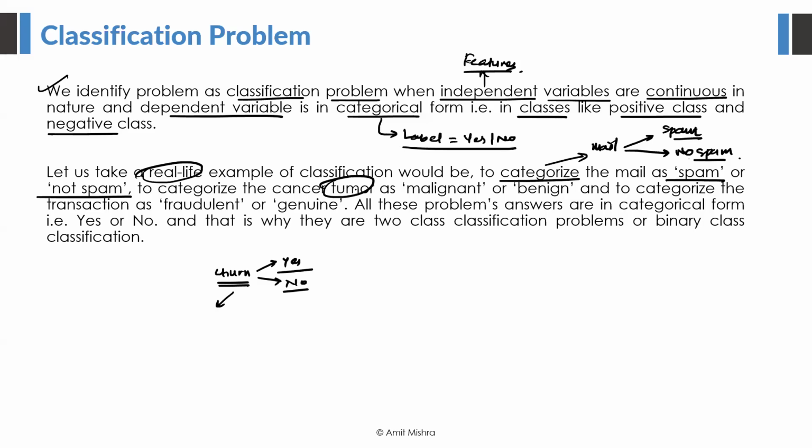Next, we have a tumor which is represented as malignant or benign. This is where we can see that the tumor is categorized as malignant or benign, or the transaction is known as fraudulent transaction or genuine transaction. So here all problems have answers in a categorical format, which is represented as yes or no, and that is why they are two label or two class classification.